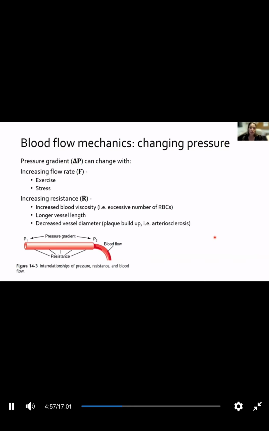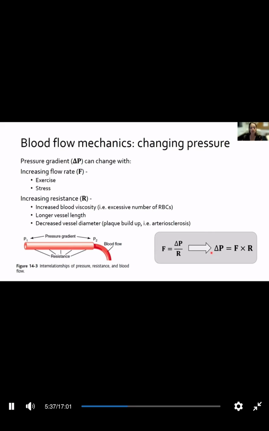Or if we increase the resistance. I mentioned this a little bit on the last slide, but this could be a longer vessel length or a decrease in the vessel diameter, vasoconstriction. But what we're going to talk about more so is a buildup of plaque, termed arteriosclerosis. This is a bad thing. There's also an increased blood viscosity that can be caused by an excessive number of red blood cells. So there's various things that can change the pressure. If you increase the flow rate or if you increase the resistance, that will change your pressure.